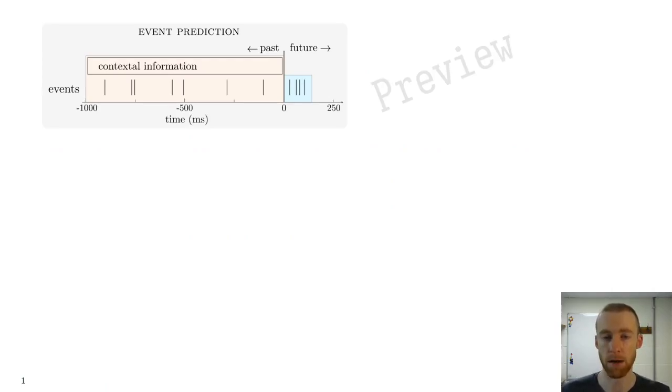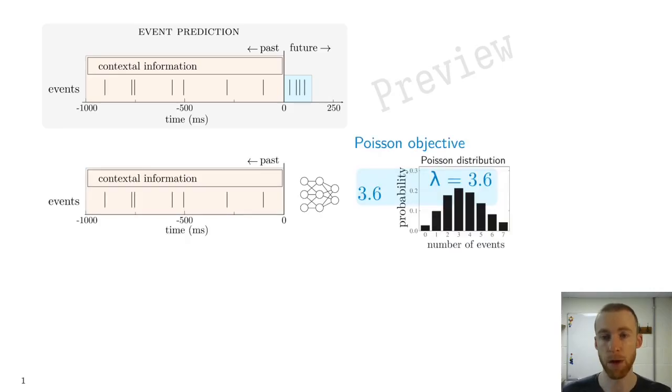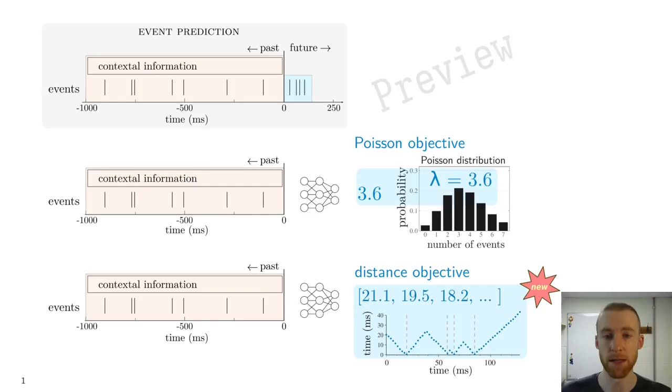In the context of event prediction, it is common to train neural networks using the Poisson learning objective. We are presenting an alternative. We are proposing a representation where each time step is labeled with its distance in time to the nearest event. Neural networks can be trained to approximate this representation, and it can act as a learning objective that has many advantages over the Poisson objective.